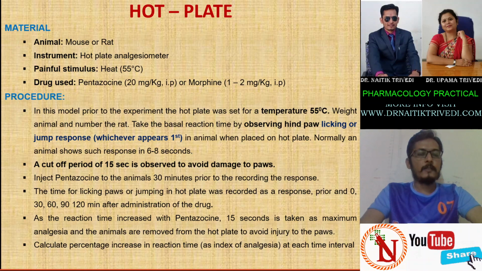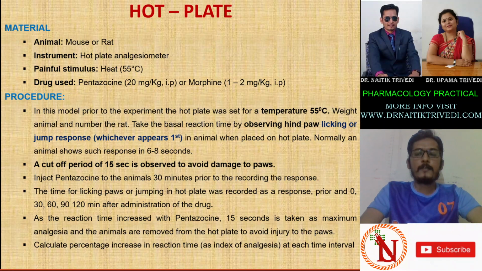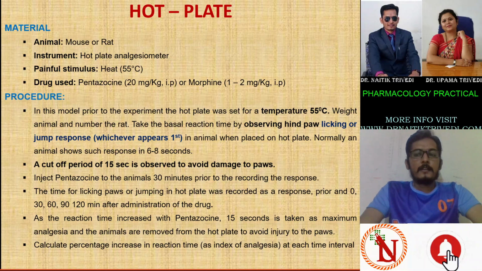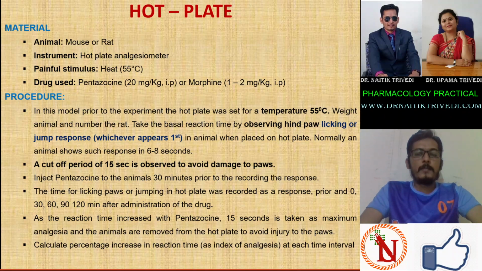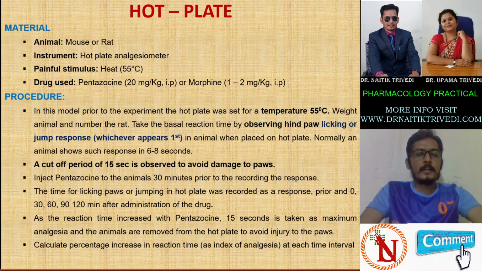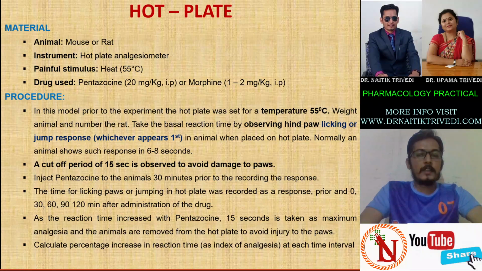Here is the procedure. In this model, prior to the experiment, the hot plate was set to a temperature of 55 degrees Celsius, as I said. Then weigh the animal and number the rat. Take the basal reaction time by observing the hindfoot. Here we have not given any drug. We are taking the animal without giving the drug.